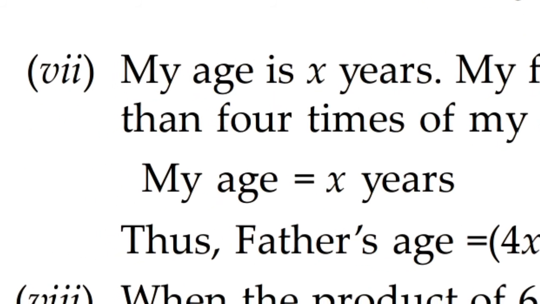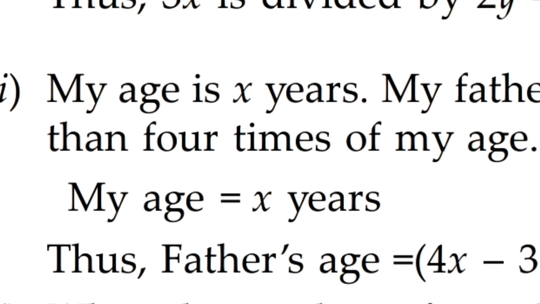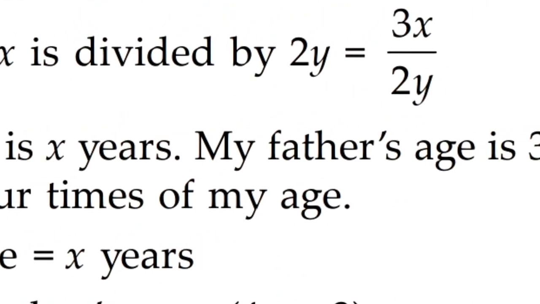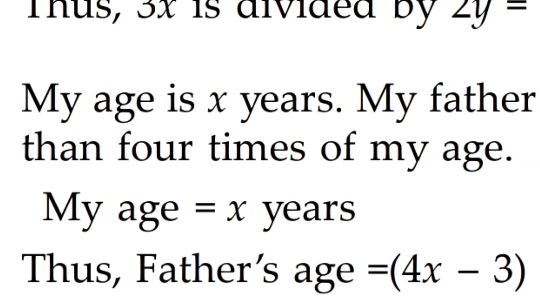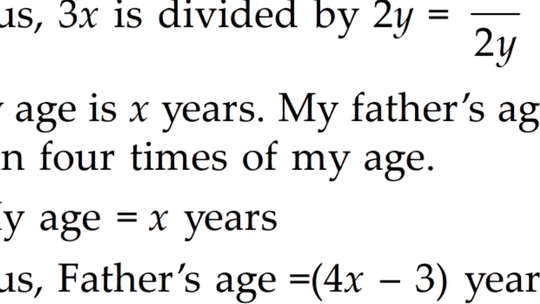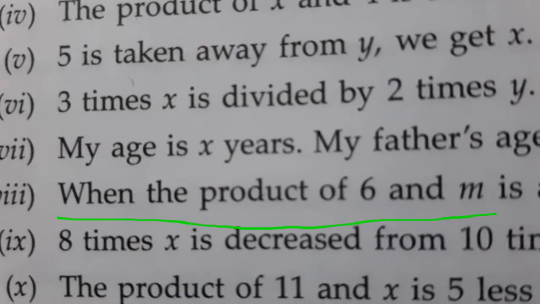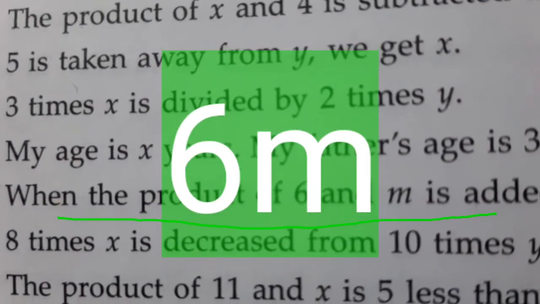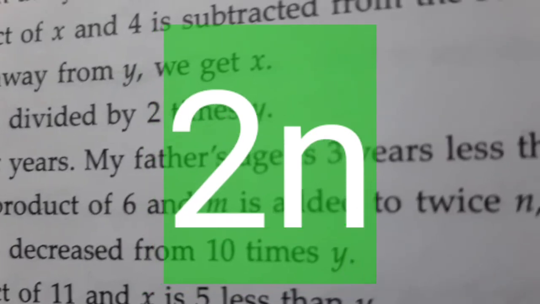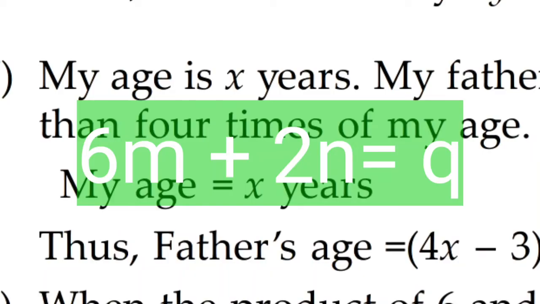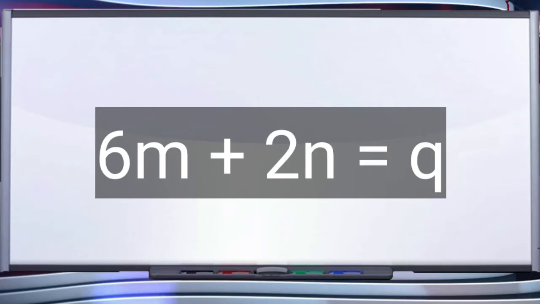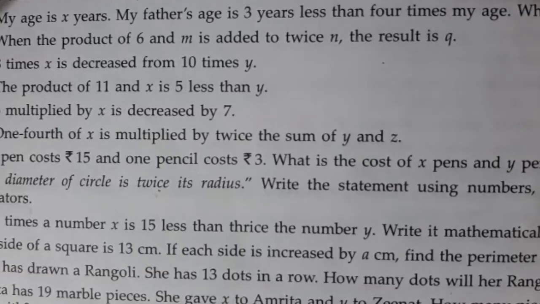Now come to the eighth part. When the product of 6 and m is added to twice n, the result is q. Product of 6 and m is 6 multiplied by m, that is 6m, is added to twice of n. Twice of n means 2 into n, that is 2n. The result is q. See, 6m plus, added means plus, 2n is equal to q. So my expression will become 6m plus 2n is equal to q.